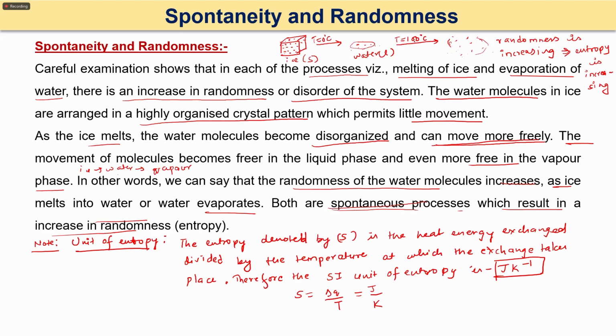So in going from solid to liquid to this gaseous phase, your entropy is increasing. So here they have written simply that we can say that the randomness of the water molecules increases as we go from ice to water and to its vapor. And these processes are like the transitions from solid to liquid and liquid to gas. These processes are spontaneous processes. Okay, from solid to liquid to gaseous phase. So these are spontaneous processes.